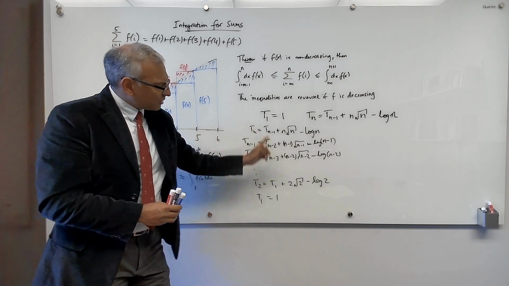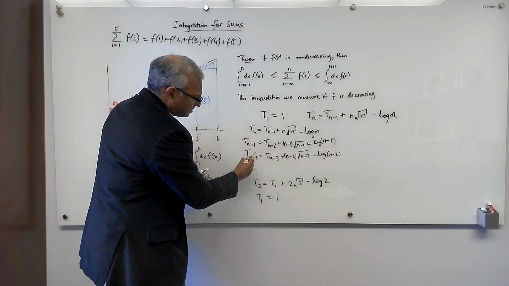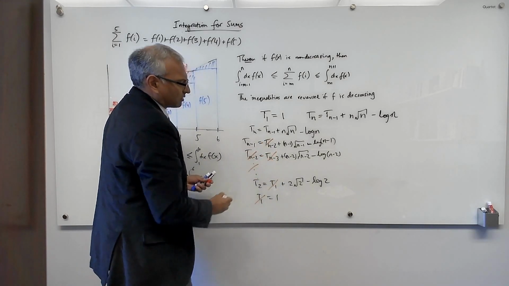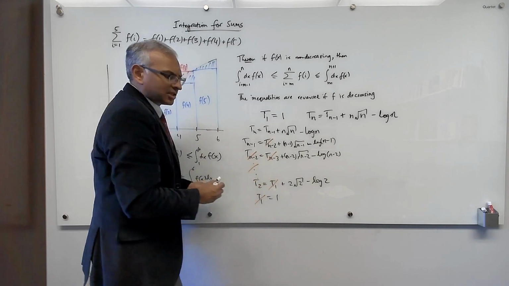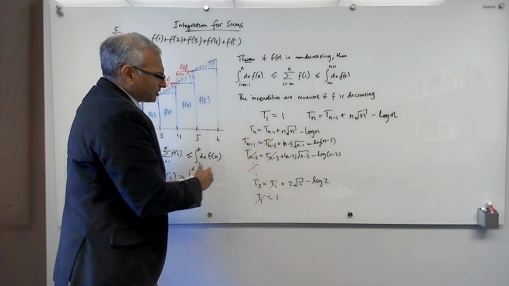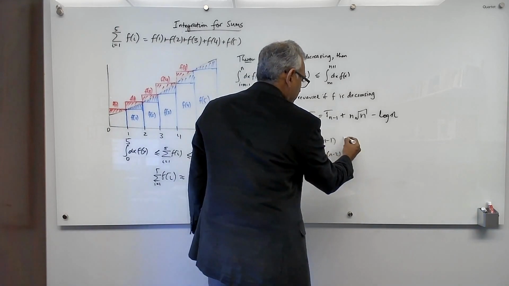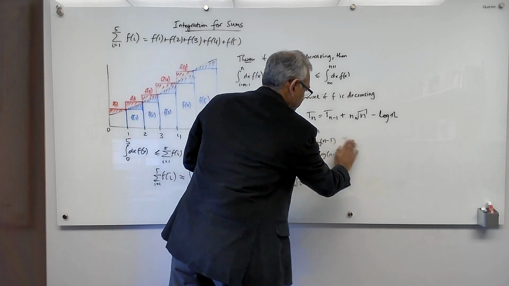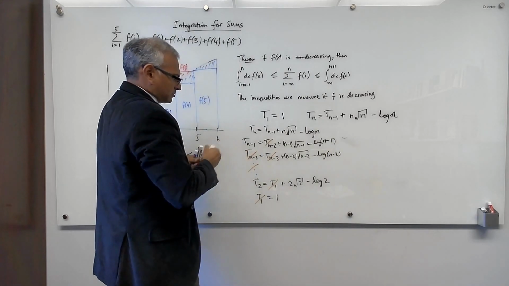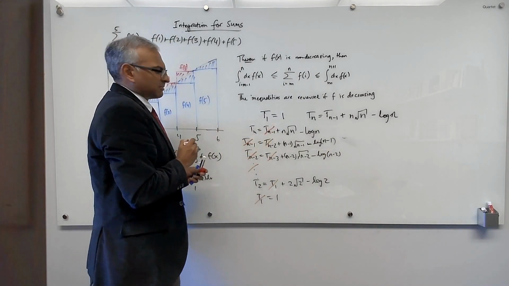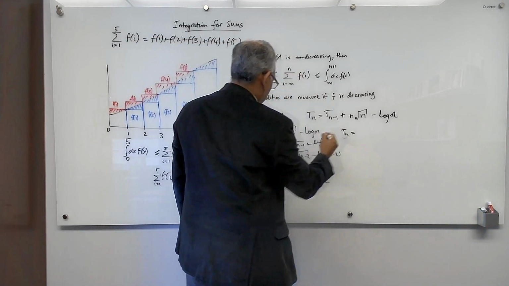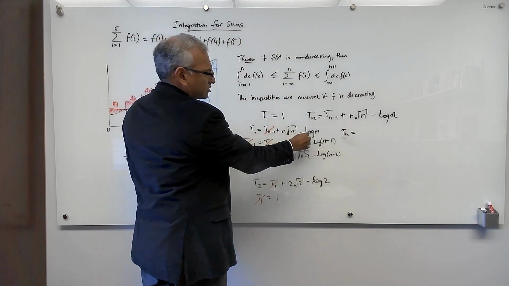Now, if you add the left and you add the right, you will see that this term cancels with that, this term cancels with that, and this term will cancel with a term below, so you get a lot of cancellations. What you end up with is T(n-1) cancels with T(n-1) here. So what you end up with is T(n) is equal to n root n minus log n.